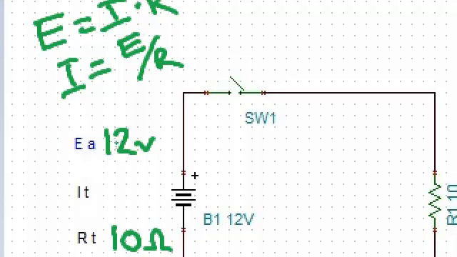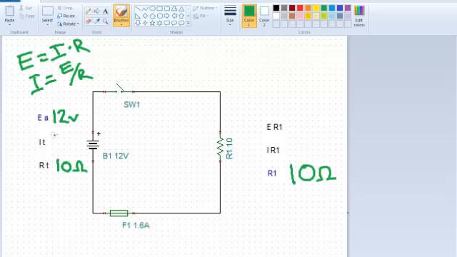So if I take my 12 volts and my 10 ohms, I'm going to take 12 divided by 10, and I see that I have 1.2 amps of current flow.